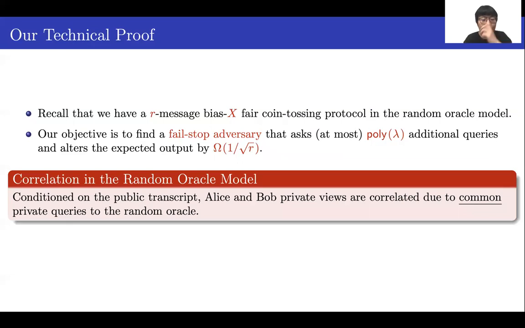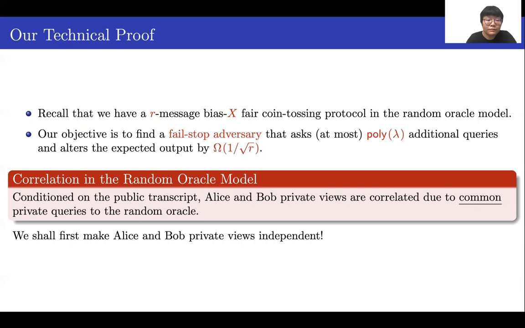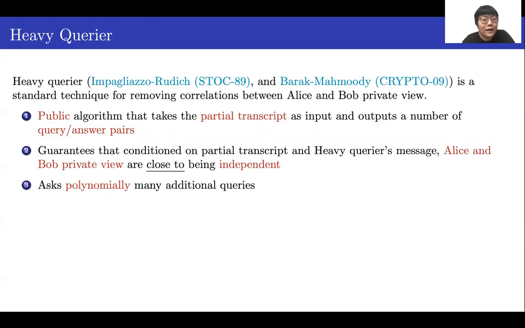The first issue in the random oracle model is that, conditioned on the public transcript, Alice and Bob's private views are correlated due to the common private queries they ask to the random oracle. So our first step is to make Alice and Bob's private views independent. This can be done by a tool called Heavy Querier. Heavy Querier was introduced by Barak and Mahmoody, and it's a standard technique for removing correlations between Alice and Bob's private views in the random oracle model.